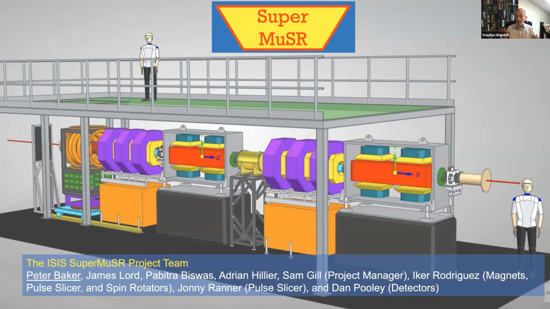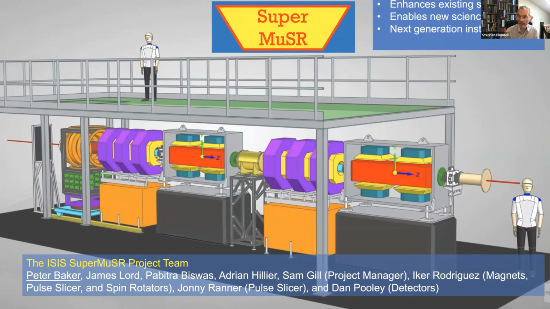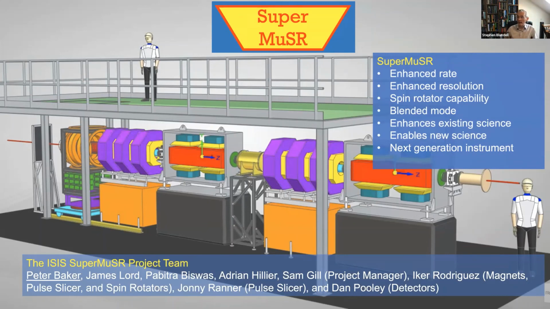But the crucial team here that is behind all of this are the people at ICE, led by Peter Baker and his colleagues listed here, who are really doing so much work in the development and the ideas of this new instrument. And this just basically is my summary of what we could do with SuperMuSR. We would have enhanced rate, enhanced resolution, spin rotator capability, the possibility of this new blended mode. It would enhance the existing science, enable new science, and would really give ICIS a next generation instrument to take us through the next decades.